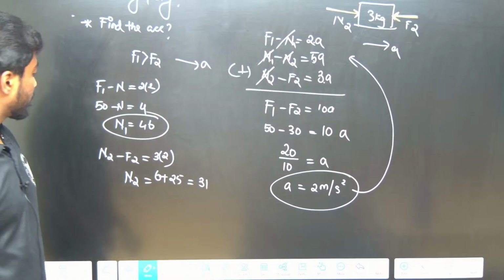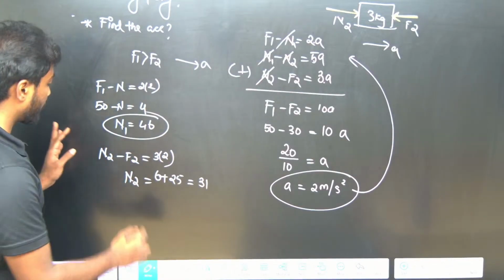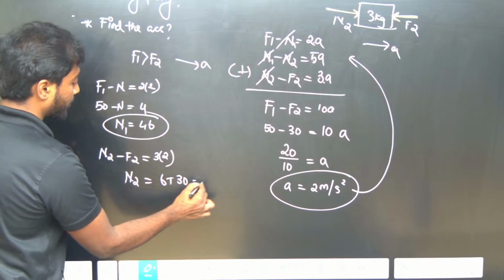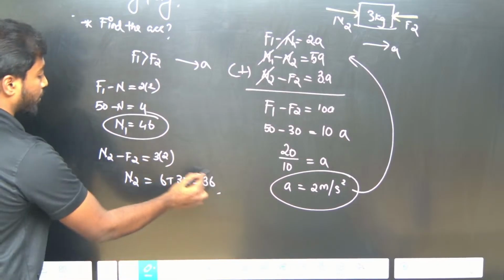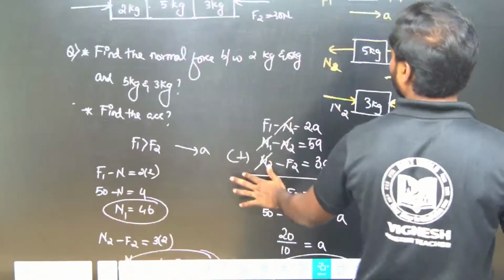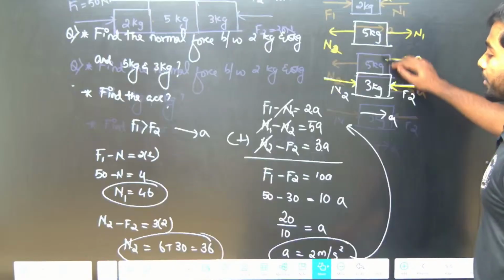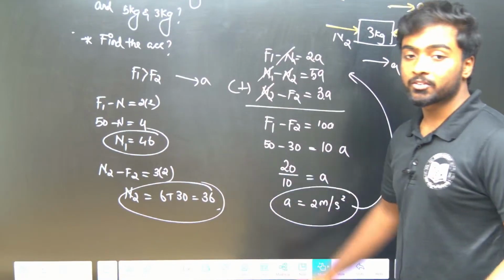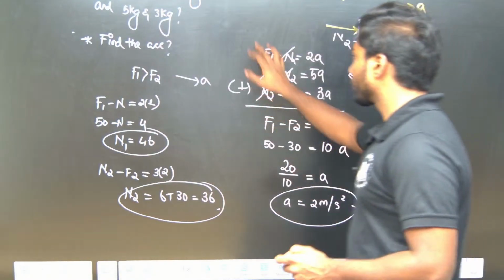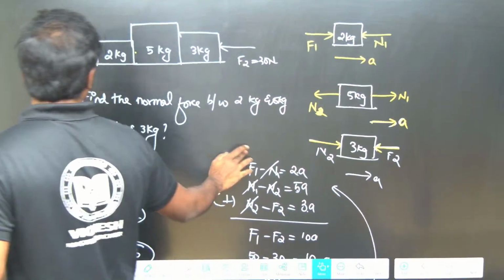It's 25 only, no? Okay, just 30, fine. 6 plus 30 is nothing but 36. 36 Newton, not 31 Newton. It's a 30, no? Yes, I have written 25 there. So try to change this one, okay? So this is how we'll proceed for the 3 blocks.